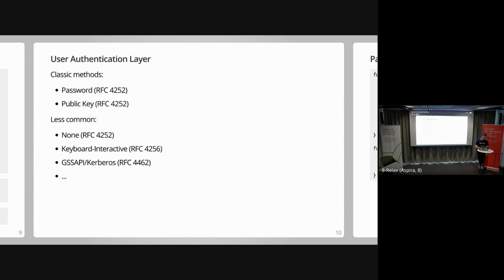The GSS API method is a standardized API for security services. The most common implementation is Kerberos protocol. And it's worth mentioning that the user authentication is optional.